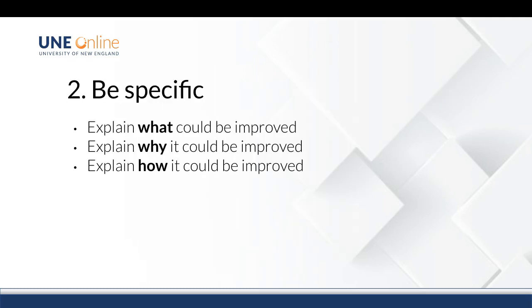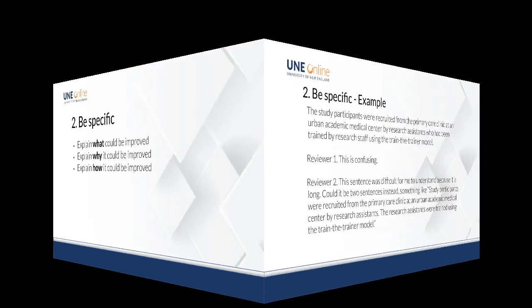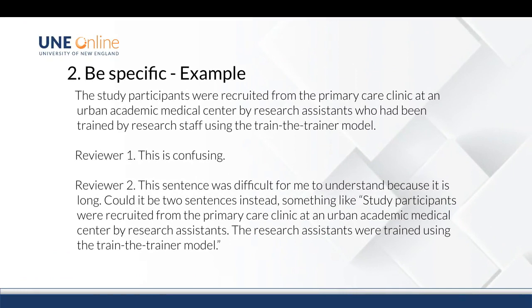Next, be specific. When you comment, explain what could be improved and why you think it could be improved. Whenever possible, you should also be making suggestions regarding how it can be improved. Here's an example of what I mean by being specific about the what, why, and how.